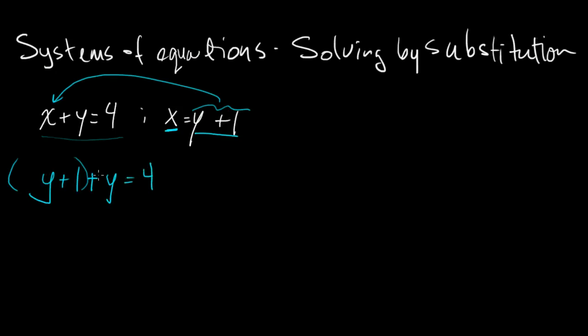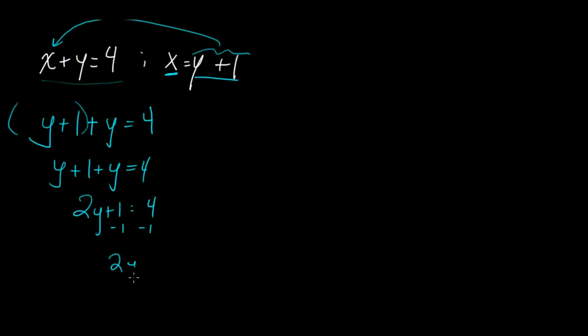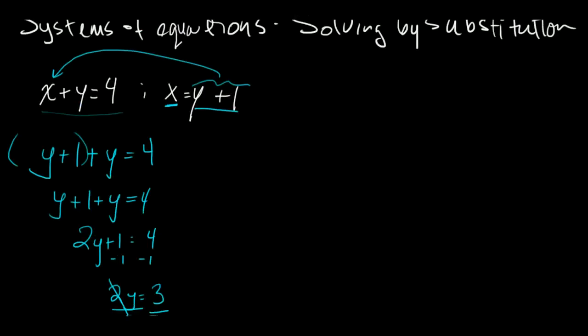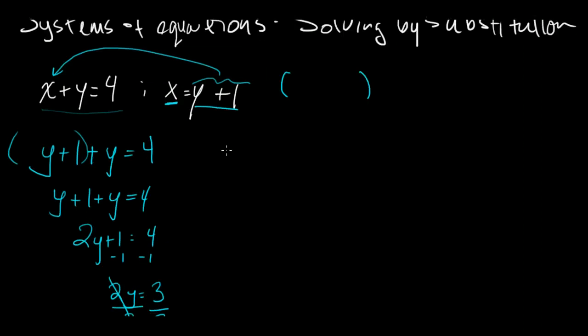Now I just solve this however I would. I don't need these parentheses since I'm not distributing anything. So y plus 1 plus y is equal to 4, or 2y plus 1 is equal to 4. I could then subtract 1 from both sides and get 2y is equal to 3, in which case we divide by 2 and say that y is equal to 3/2. So in our solution to this system of equations, the y value is 3/2.